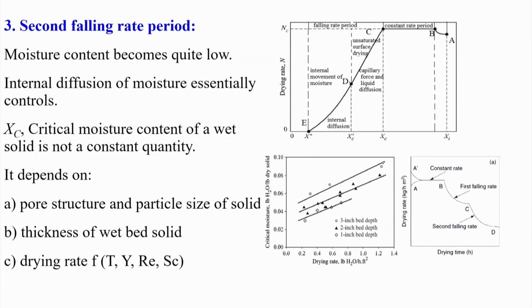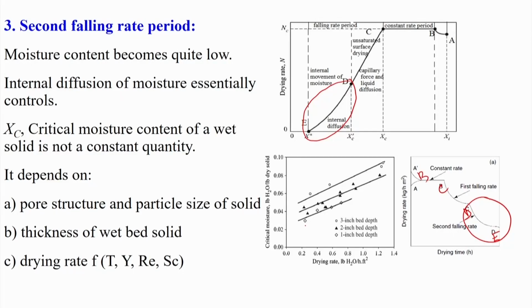Now, if we talk about the portion from D to E, in this period the moisture content becomes quite low, and internal diffusion of the moisture essentially controls the drying process. The critical moisture content of a wet solid is not a constant quantity, because, as I told, it can vary with different variables like the pore structure and particle size of the solid, and the thickness of the wet bed.